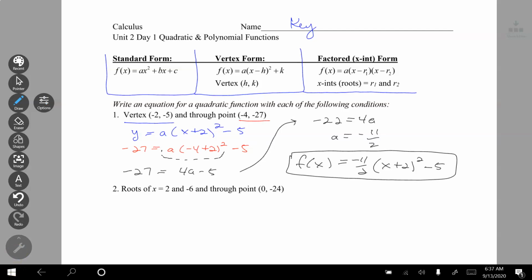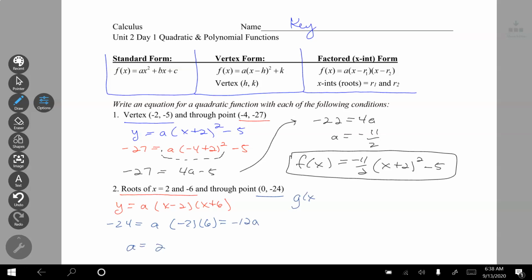Problem number 2, I have the roots for the x-intercepts, so I'm going to use the factored form. y equals a(x − 2)(x + 6). And I have another point to use. I'm going to put them in. Negative 24 equals a(0 − 2)(0 + 6), which is negative 12a, so a equals 2.